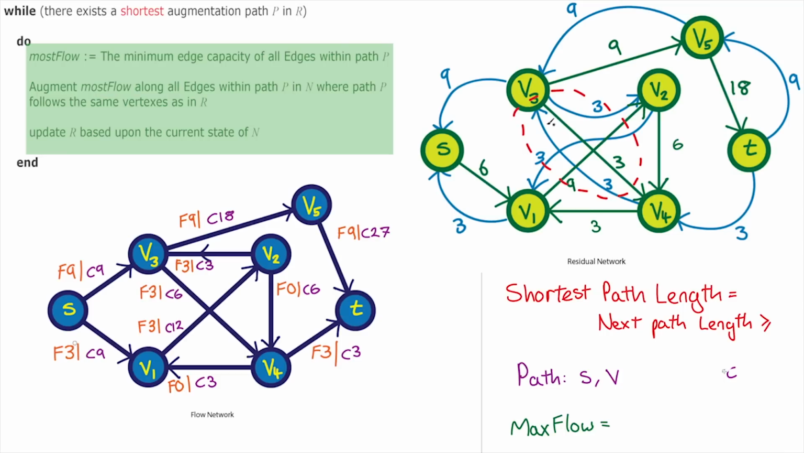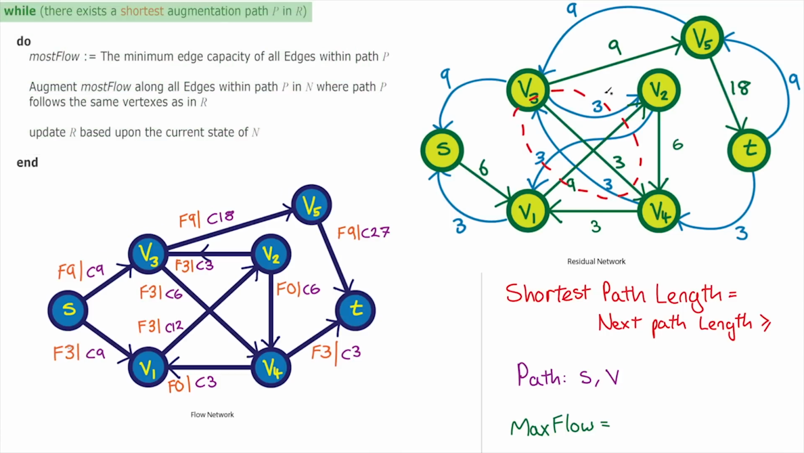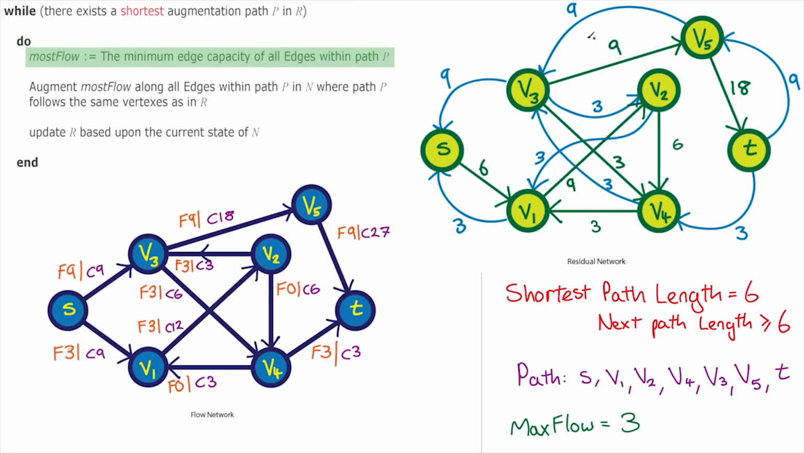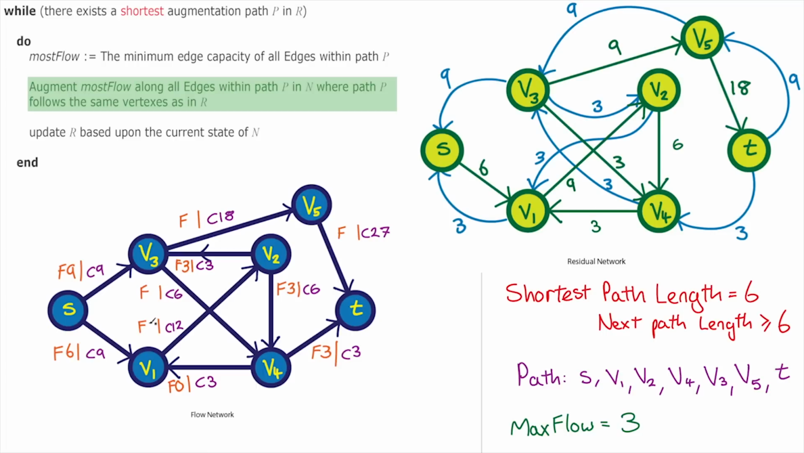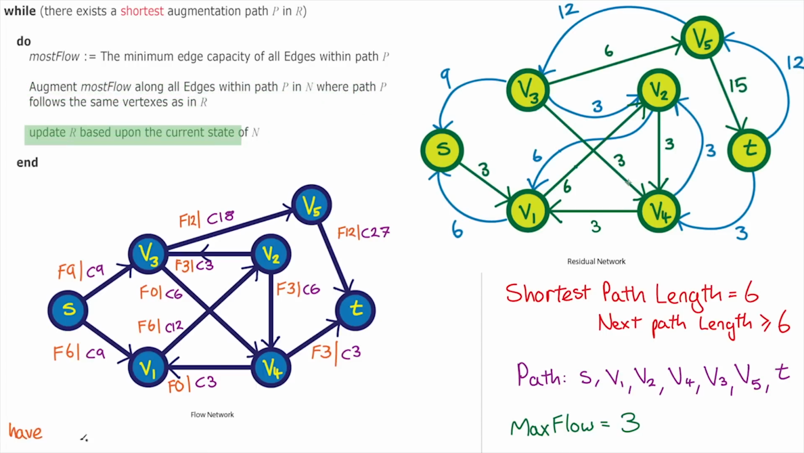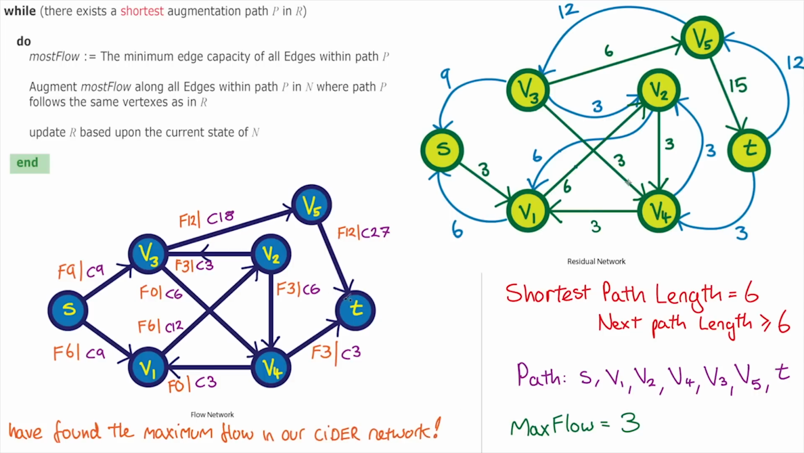This is found by the algorithm in the residual network because it creates a path from source to sink with length 6. Our path goes through all vertexes S, V1, V2, V4, V3, V5, T. It has a bottleneck of 3, so we can augment this through the network, undoing the flow across V3 and V4. There are now no more paths from source to sink in our residual network. We have found the maximum flow, which turns out to be 15 crates of cider. Not bad for a night out.